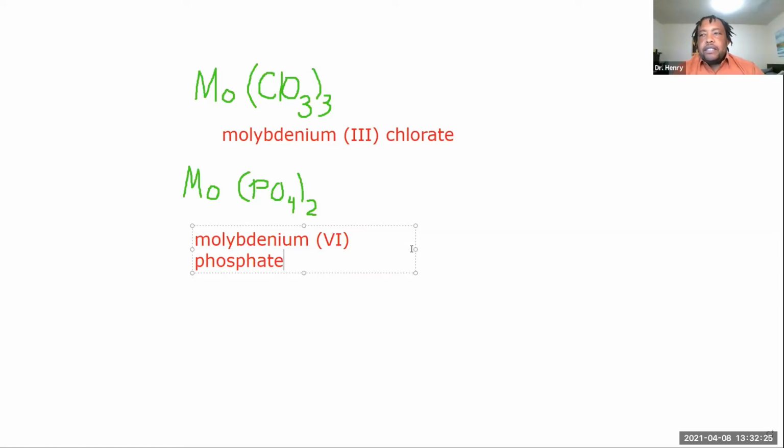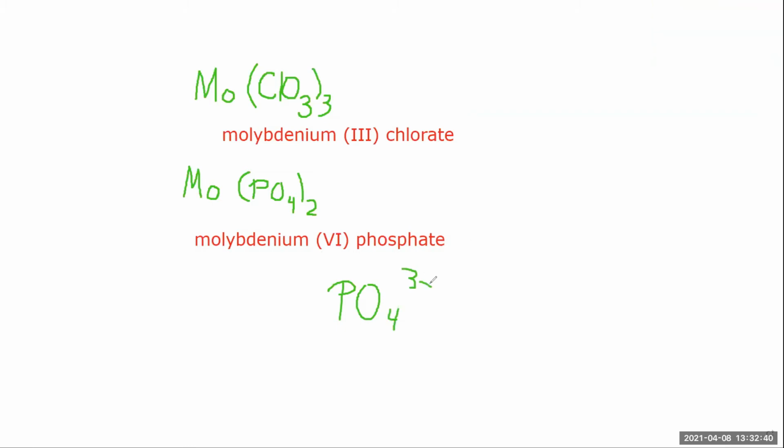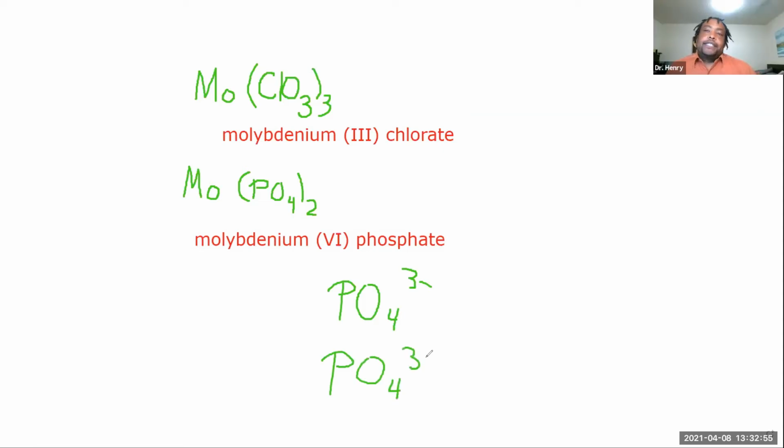Okay, so it's based on charge, right? What I always say is break it down to the simplest part. We know that phosphate is PO4 3-. How do we know that? Because it's on the sheet. We have 2 phosphates, and each of them is 3-.